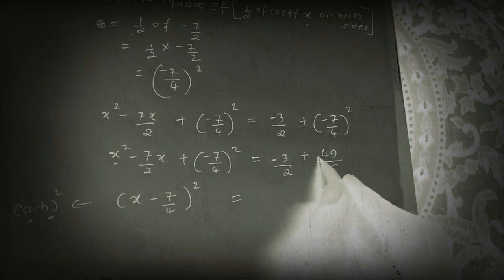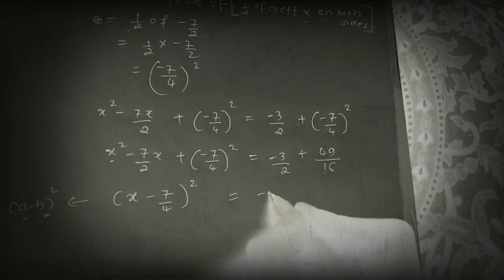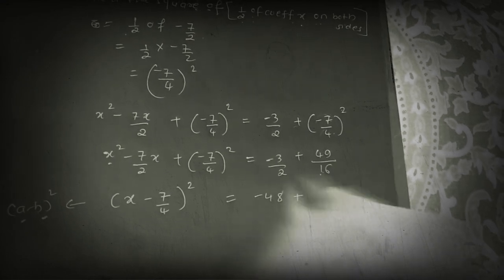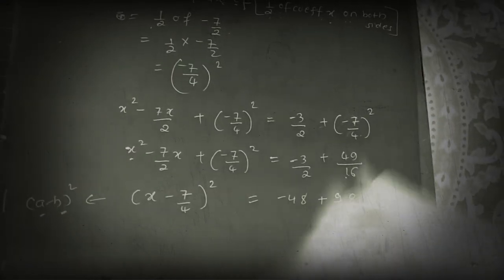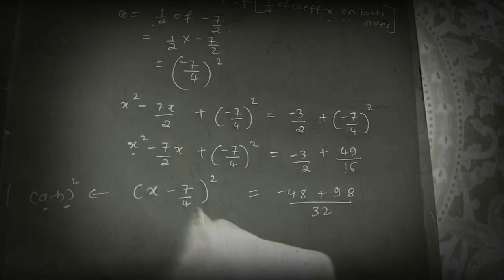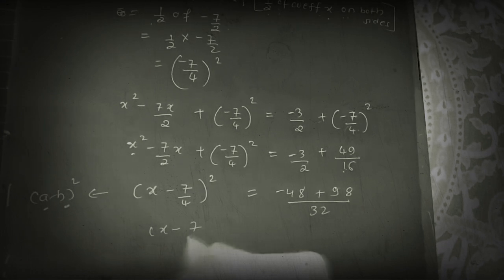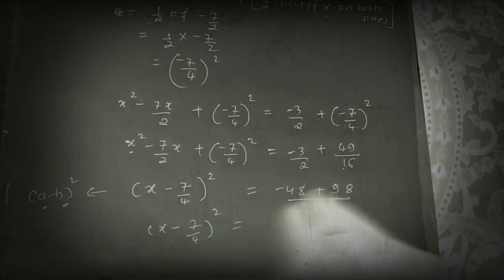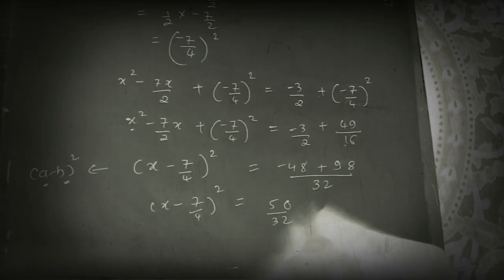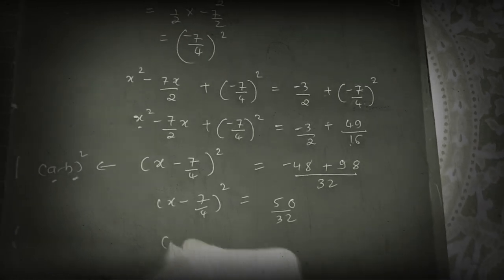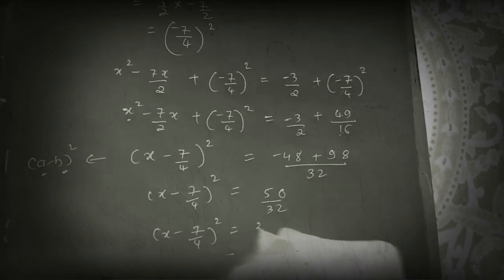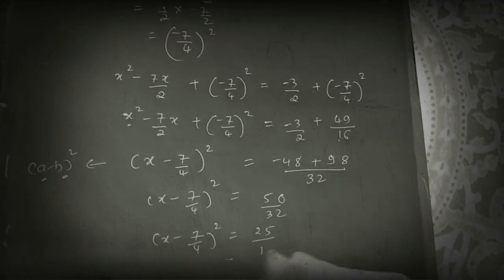Equals, solve this. 16 is a cross multiplication you can do here, or you can find the LCM. You can do it like that also. So x minus 7 by 4 the whole square will be as it is. Solve this: minus 48 plus 98 is 50. So reduce this to the lowest form. x minus 7 by 4 the whole square will be 25 upon 16.